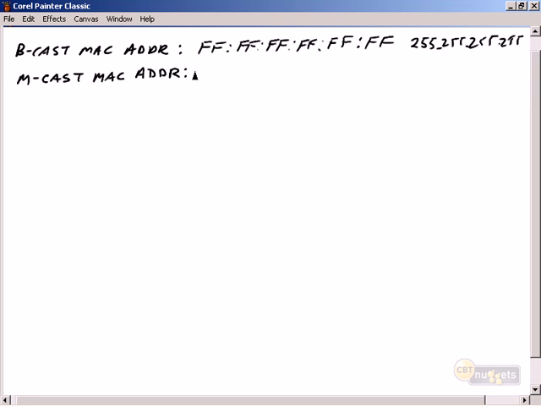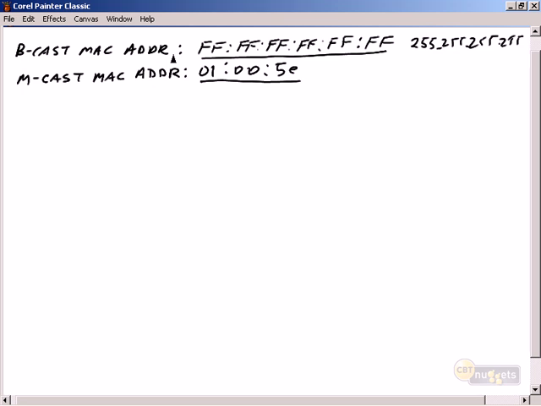Now, the multicast MAC address is a valid range, and it basically starts with 01:00:5E. That's all you need to know. So on the exam, make sure you know the broadcast MAC address looks like this, and that the multicast MAC address, where the OUI part of it, the organizational identifier part of it, or the first 3 segments are 01:00:5E.